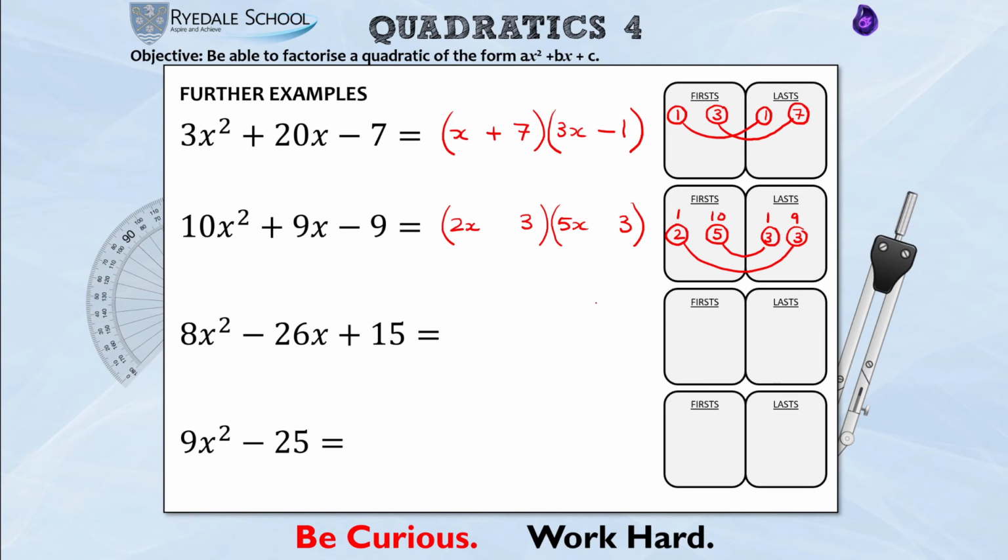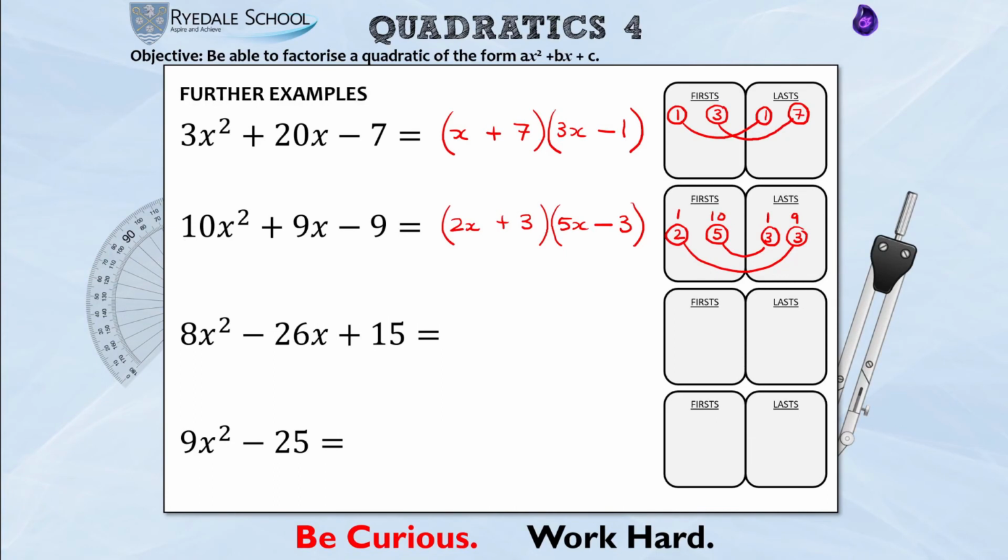Now let's get the signs right. We know the signs are different. I need a positive 9x by the end. Well, that's going to come from positive 15 take away 6. So I need the 3 times the 5 to make the positive 15 and the 2 times the 3 to make the negative 6.